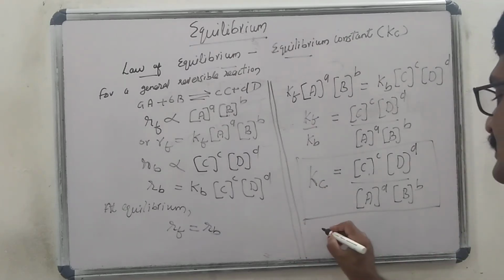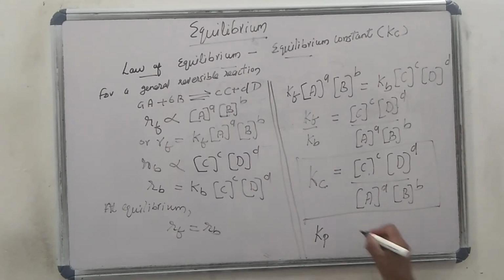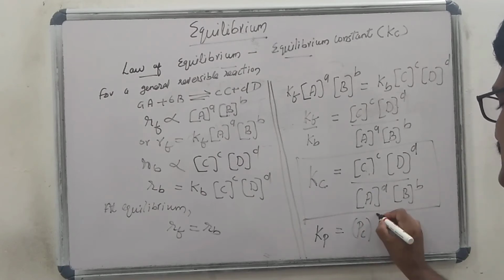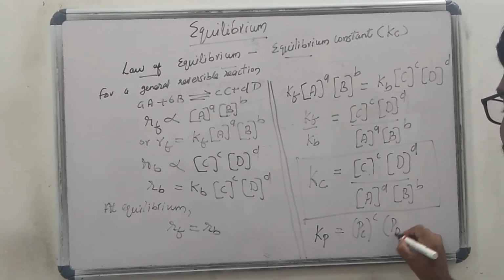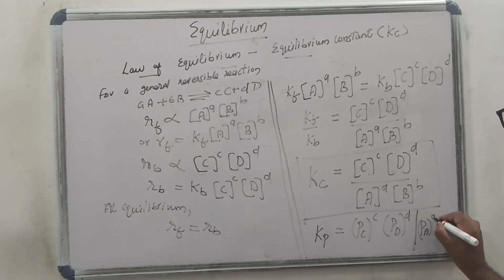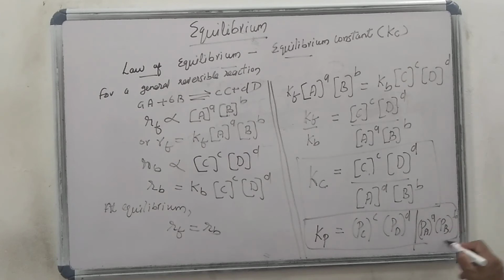Then in terms of partial pressure, the equilibrium constant expression is Kp is equal to partial pressure of C, Pc raised to c, into Pd raised to d, divided by Pa raised to a into Pb raised to b. This is the equilibrium constant expression in terms of partial pressure.